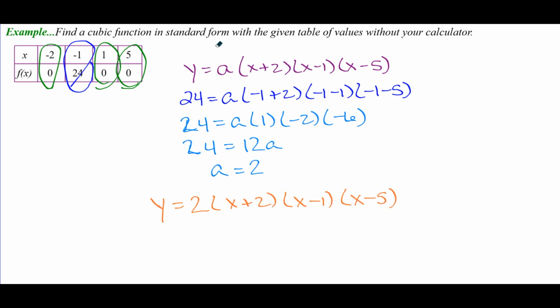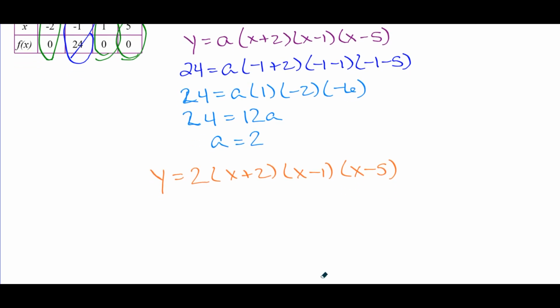So find a cubic function in standard form, so that means we need to go ahead and multiply these out. So I'm going to leave the 2 initially and go ahead and multiply out the rest of it, and then just distribute the 2 at the end. So these first two terms are going to give me x squared plus x minus 2 times x minus 5.